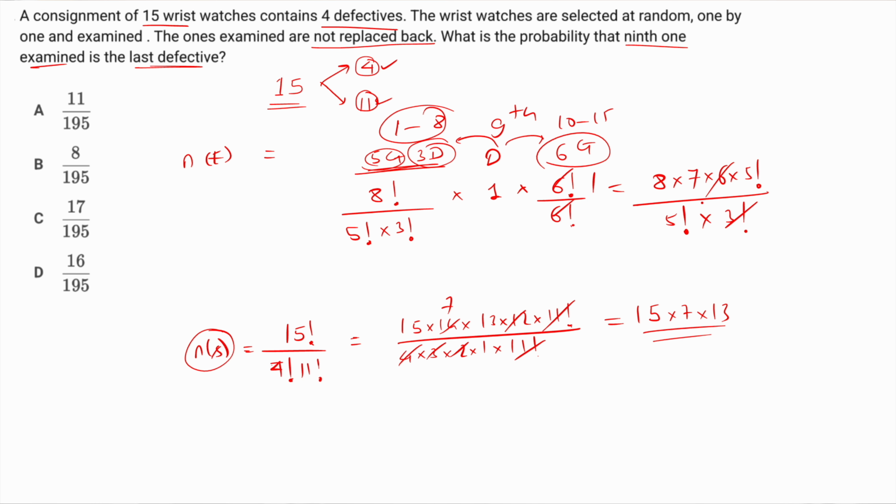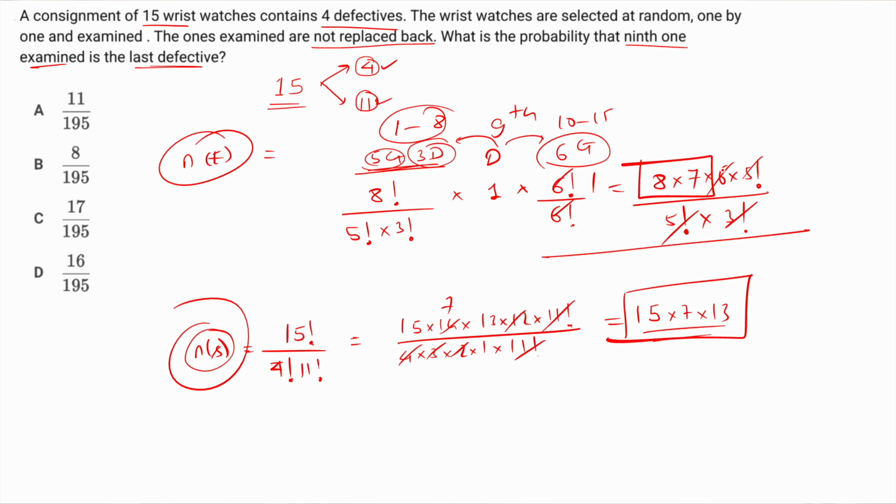So 3 factorial is 6 and 5 factorial is getting cancelled out. The required probability will be this upon this. So the final answer would be 8 into 7 divided by 15 into 7 into 13. So 7 and 7 get cancelled. 8 upon 15 13s are 195 is the required probability. It is the B option.